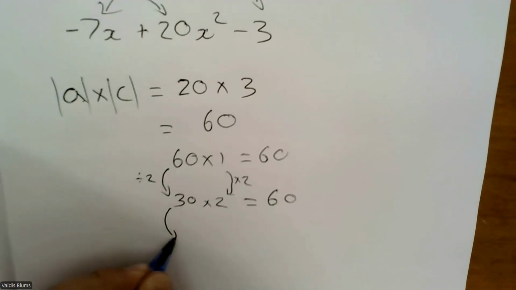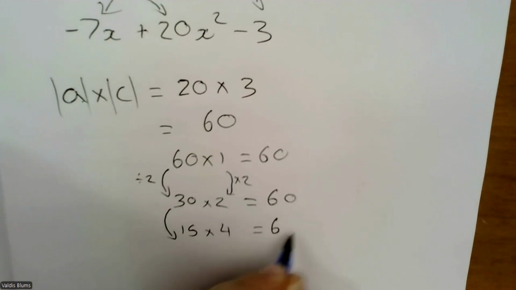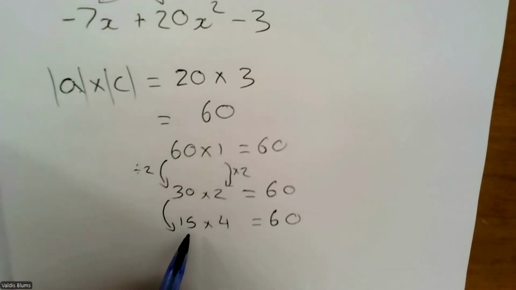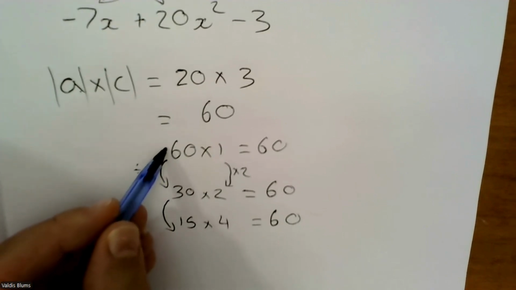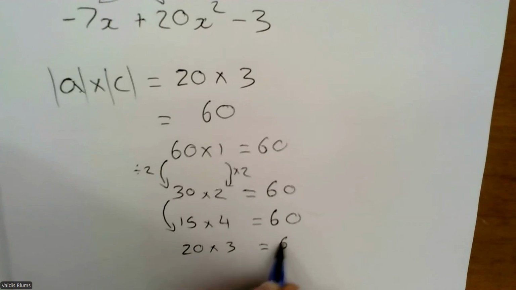So I could keep going. I could go 15 times by 4. Well, that's also 60. And then if I keep going, it's just going to hit these ones in reverse. So there's 3 from this technique. But instead of dividing by 2 from here, I could have divided by 3. So I could go 20 times by 3. Still gives me 60.